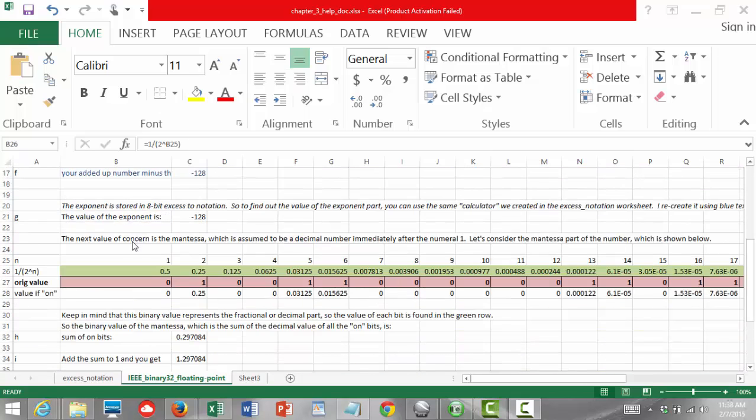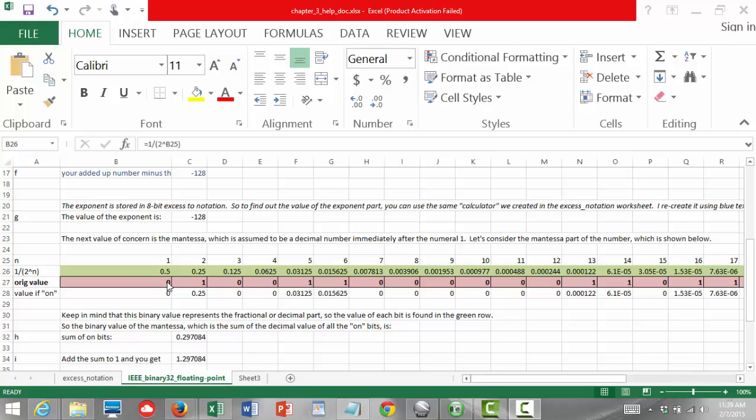The next part is the mantissa, and it's down here. We're going to start working next on the mantissa, which is assumed to be a decimal number, represented by your binary added to the number 1. So let's consider our original value was the pink line here, and this first bit is n1, and that corresponds to 1 divided by 2 to the nth power, and if you work that out, it's a half.